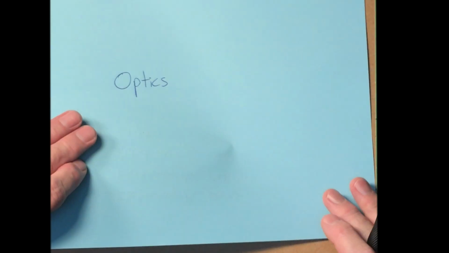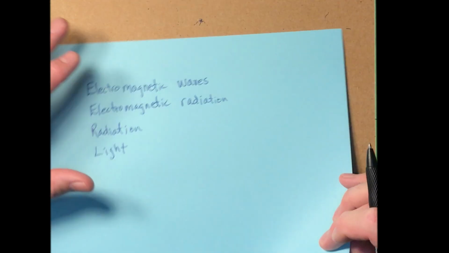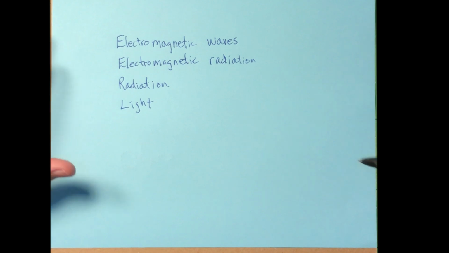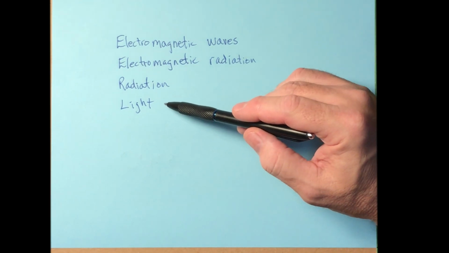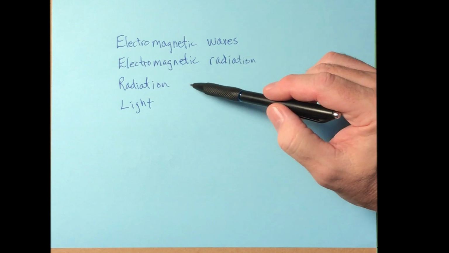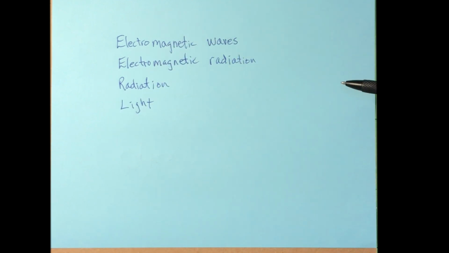All right, the topic now is optics. But optics is really the study of electromagnetic waves. Those are waves that consist of both electrical fields and magnetic fields oscillating. So you'll hear me use these terms: electromagnetic waves, you know that maybe as light or electromagnetic radiation, or maybe simply as radiation. All of those terms right there are interchangeable.